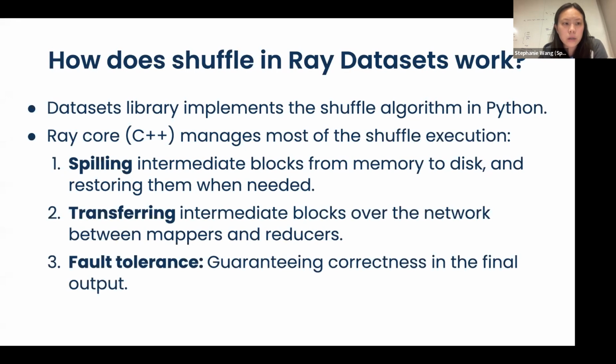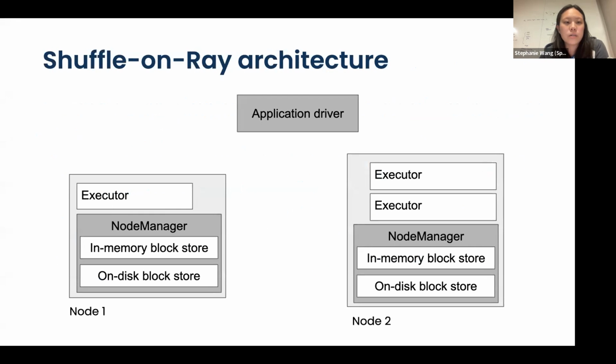So we can also take a look at how this works out on a cluster. Here we have a Ray cluster of 2 nodes. Each of them has some Python workers, which I'm calling executors on this slide. And each node has a node manager process, which is managing the shared memory objects and task scheduling for that node.